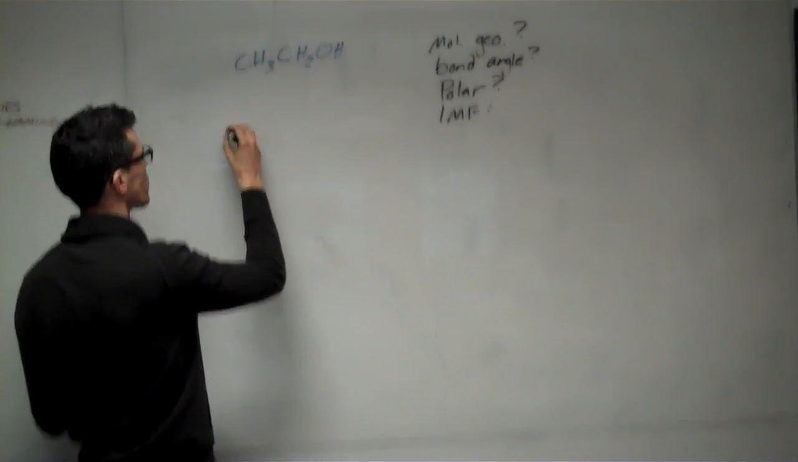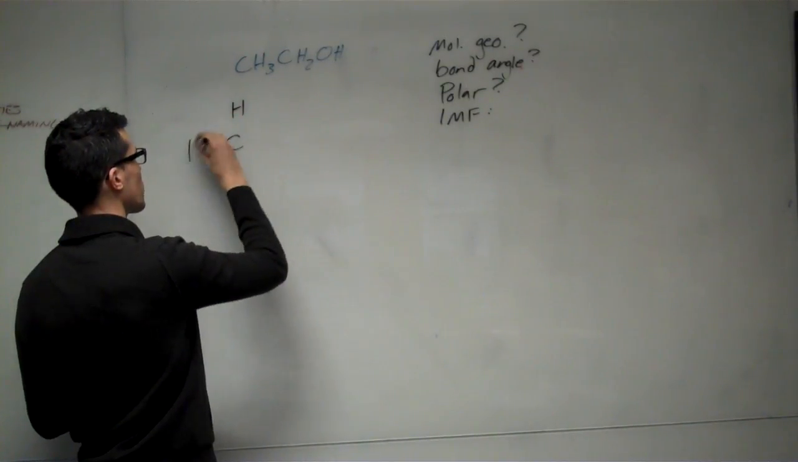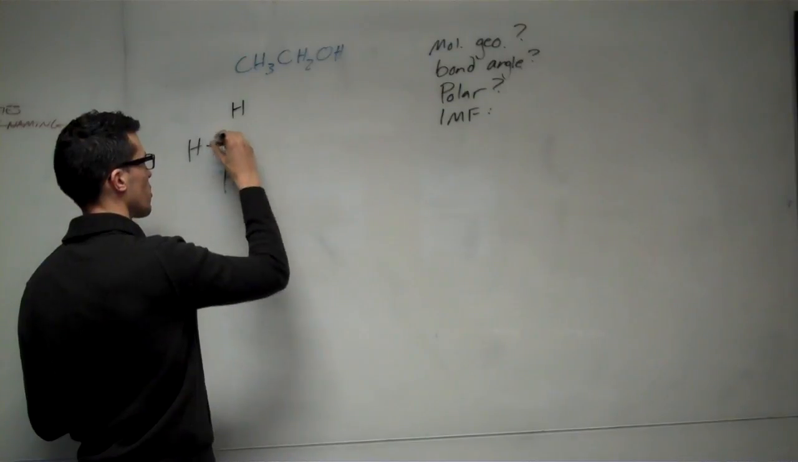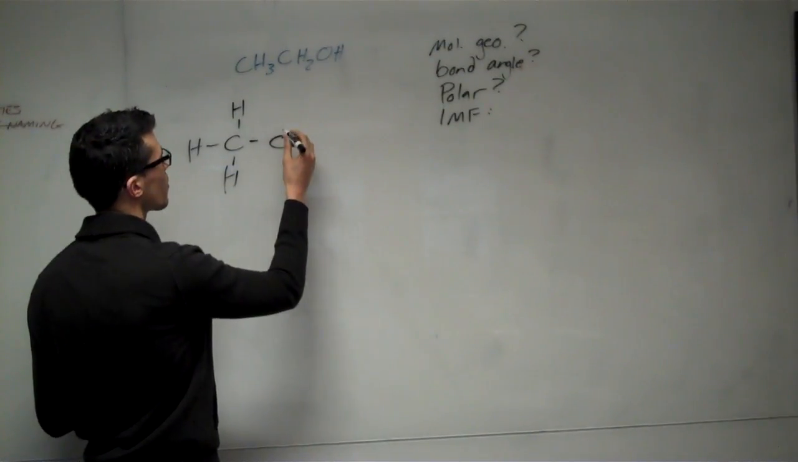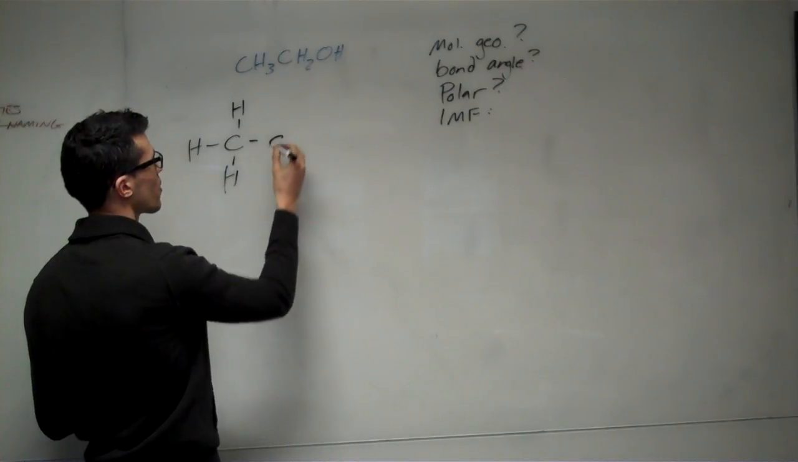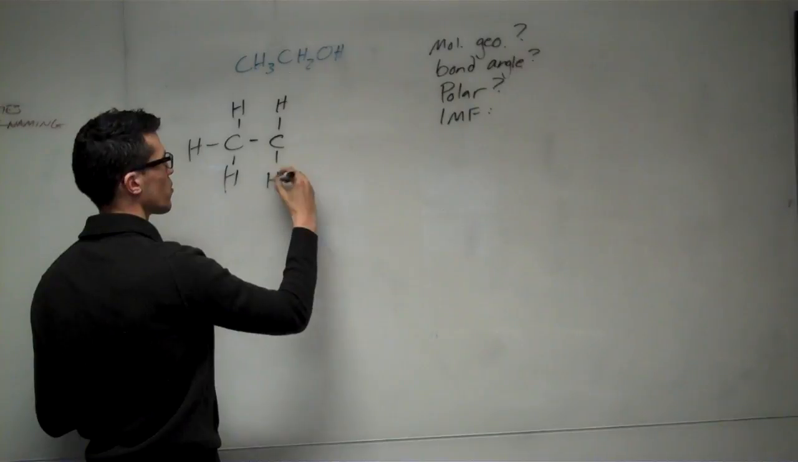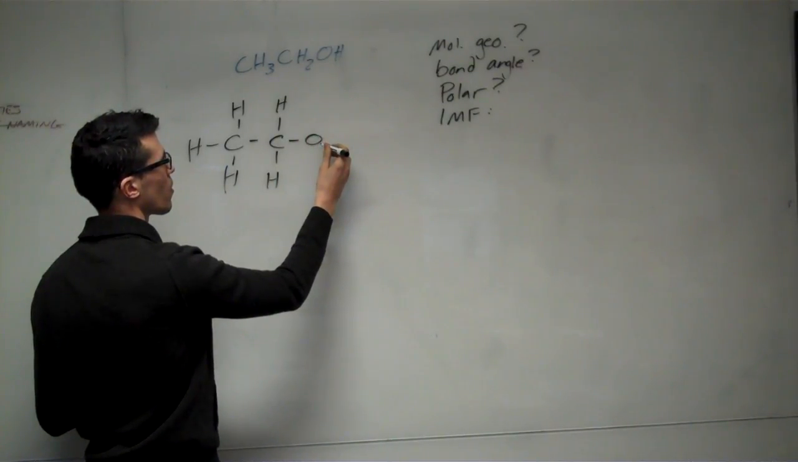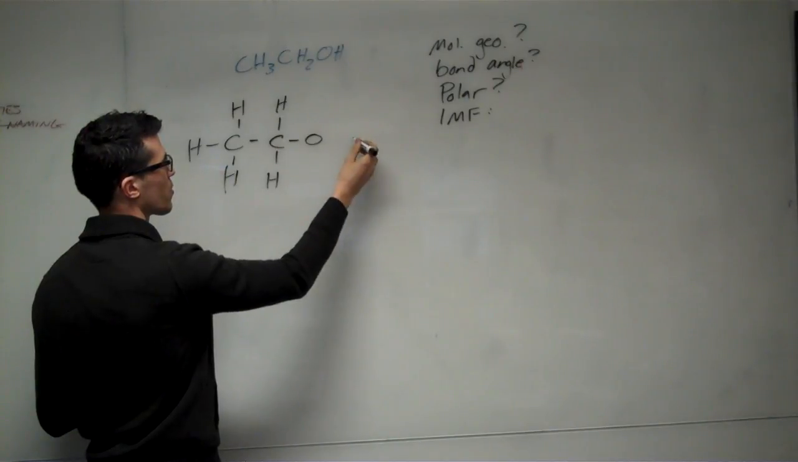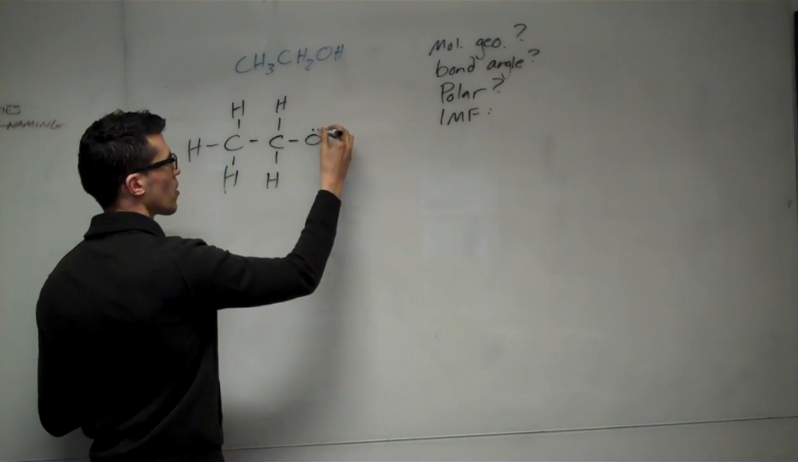Since it's a C and 3 H's, one on top of the C, one on the side, we can go a little bit faster now. Let's just assume that they're bonded like that. Another C bonded to that C, and this has H, H, top and bottom. Then O, and then H on the other side of it. The O has two lone pairs.